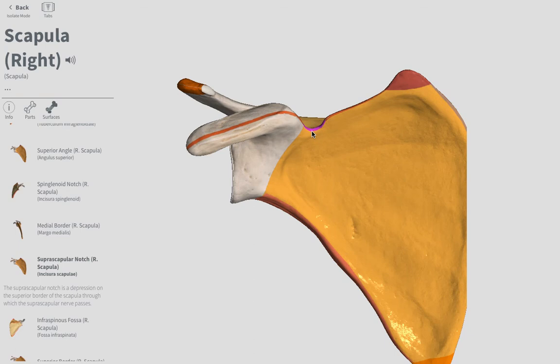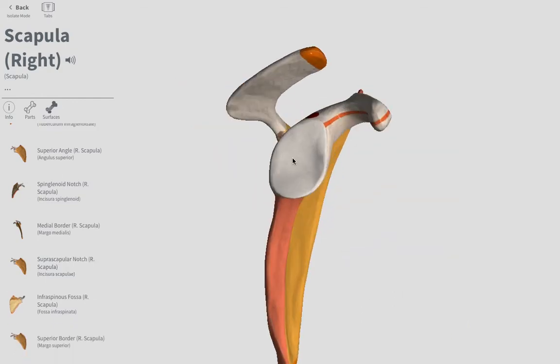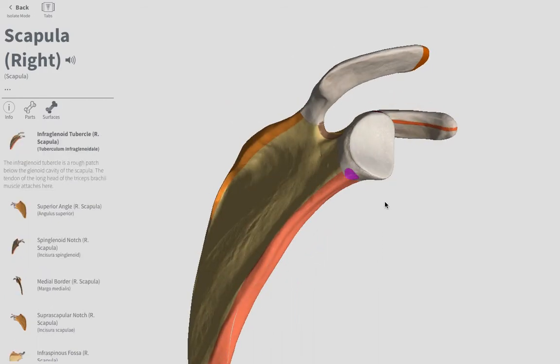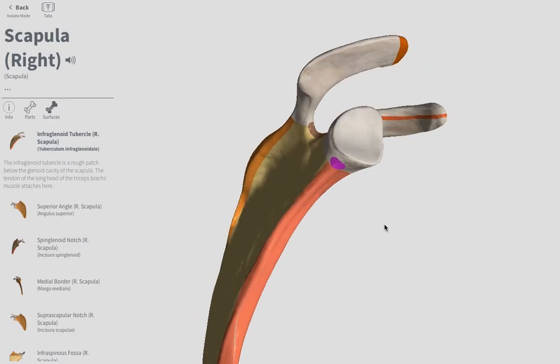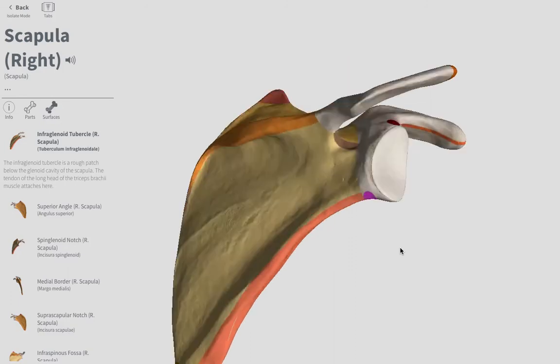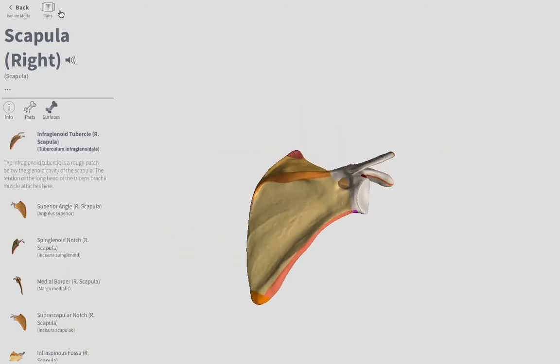And then our final term for the scapula is the infraglenoid tubercle. So here's the glenoid cavity, infra, below the glenoid. So there it is, the infraglenoid tubercle. And a tubercle is kind of a small round protuberance where muscles will attach. And this is the attachment site for your triceps.